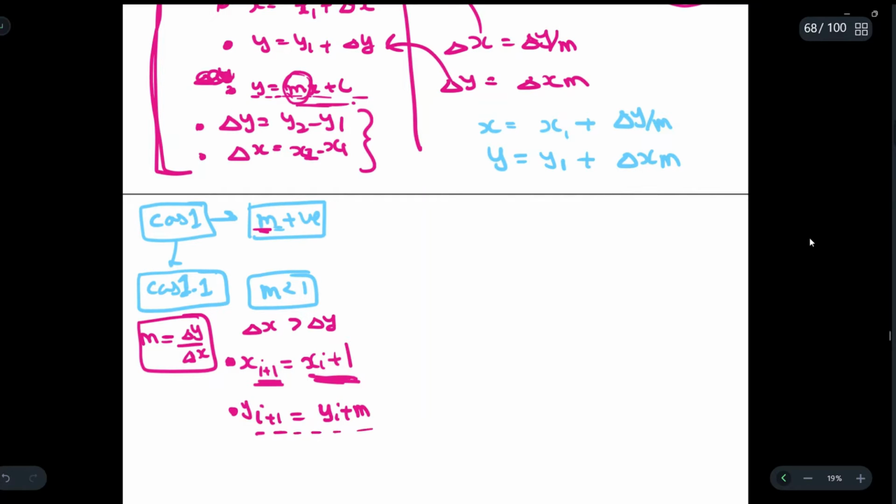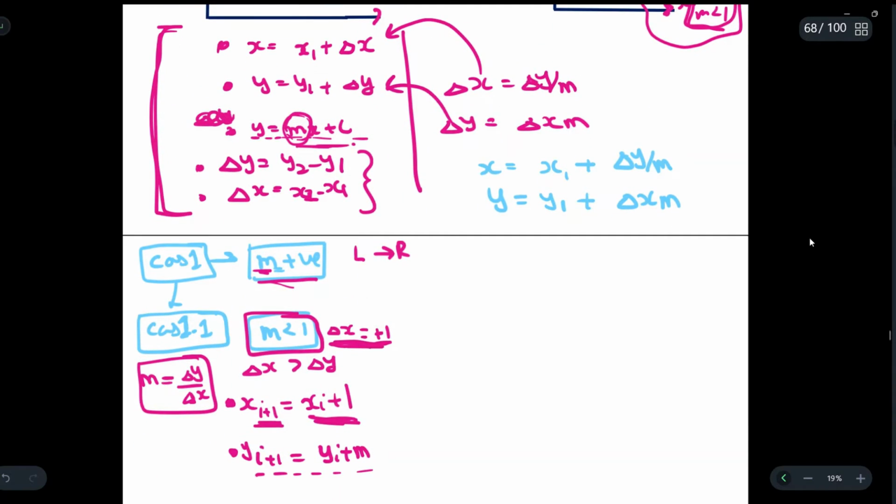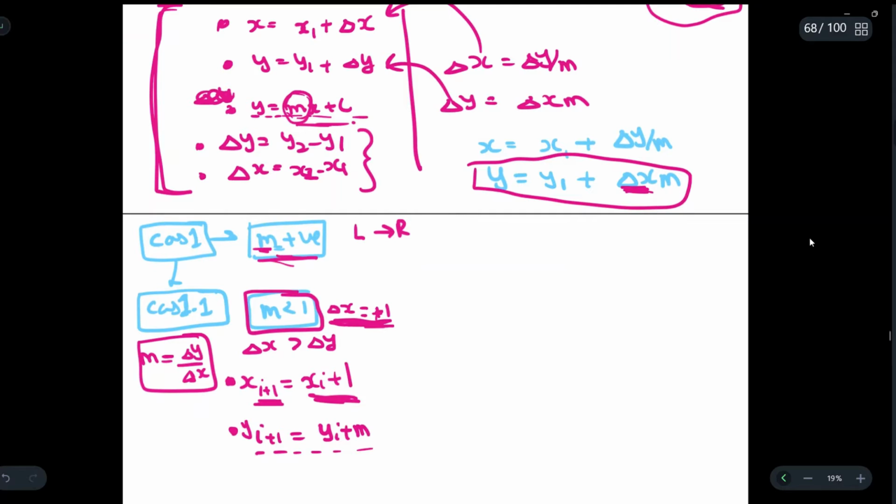Whenever m is less than 1, we will take del x equal to plus 1. So these are the things that you have to remember, that whenever m is positive and we are going from left to right, that is over here we are considering this axis, we will be taking del x as plus 1 whenever m is less than 1 and m is positive. Now that we have got del x as 1, if you see this equation that we got earlier, if you put del x equal to 1, you will get this equation that we have written over here.